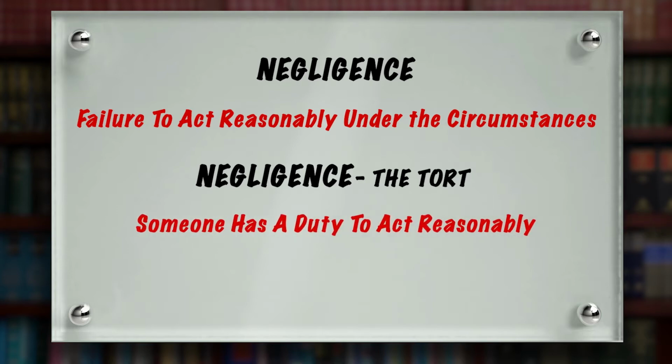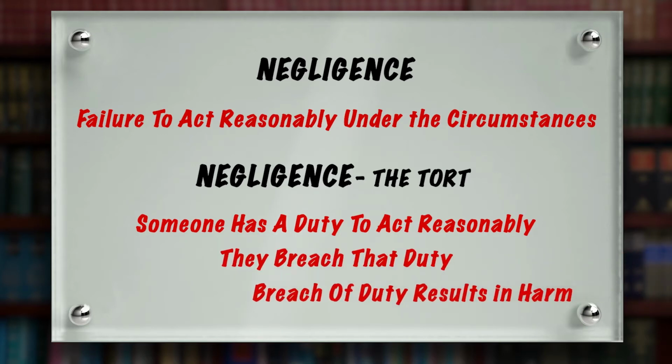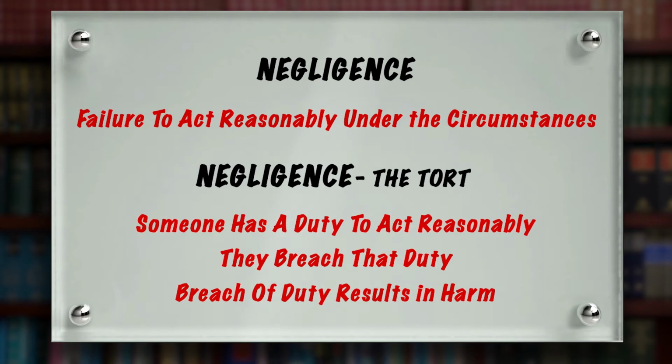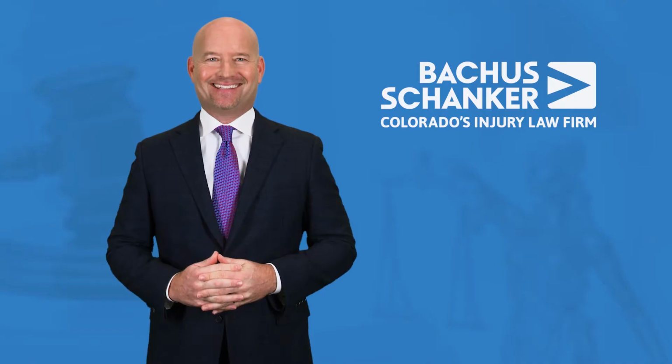First, you have to have a duty to act reasonably, which we all have in almost all circumstances. You have to breach that duty, and that breach of duty has to result in harm, actual harm in terms of injury to the person that you failed to act reasonably towards. The combination of that negligence, that breach of that duty, and the harm is the tort of negligence. That's what negligence means in both settings under the law.